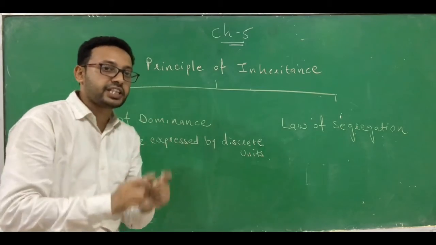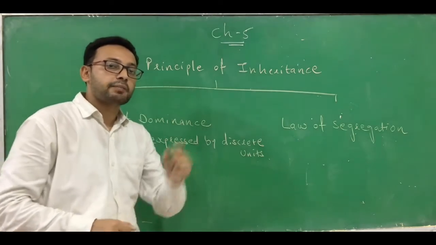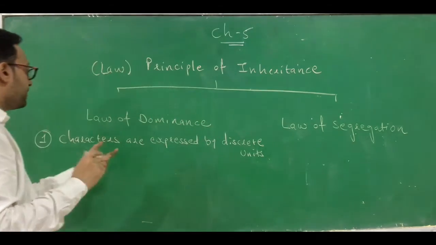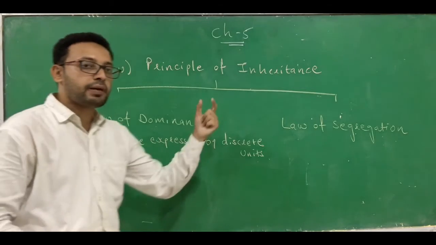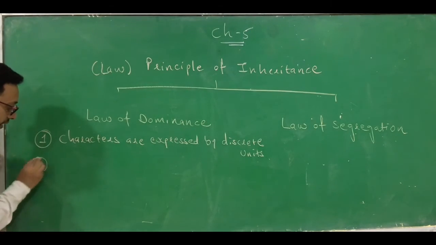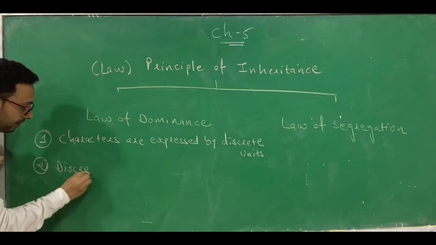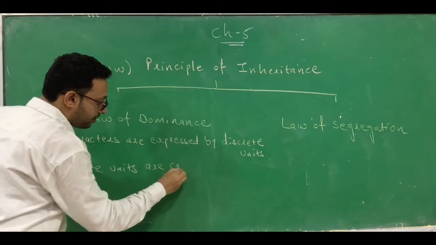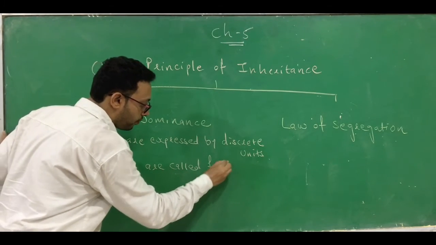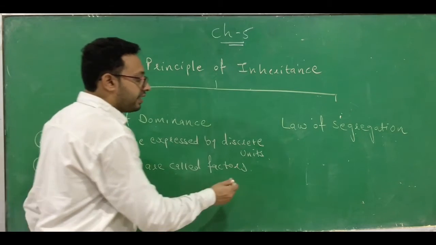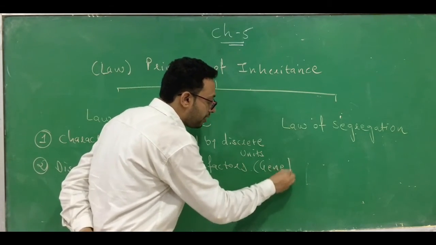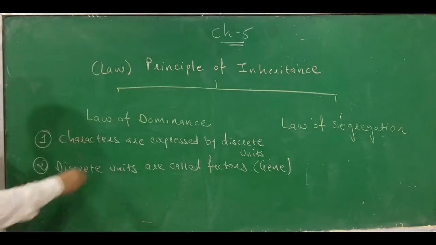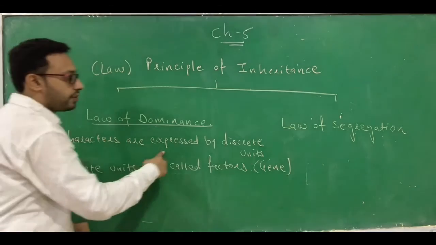That means there are specific units. We are calling them factors. Mendel was calling it a factor. Nowadays we are calling it a gene. But this is the first statement: the characters are expressed by a discrete unit, and these discrete units are called factors. Nowadays we are calling it a gene, but Mendel called it a factor. So according to the law of dominance, characters are expressed by discrete units.